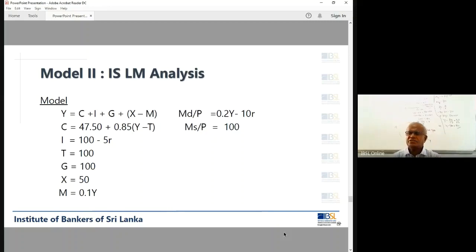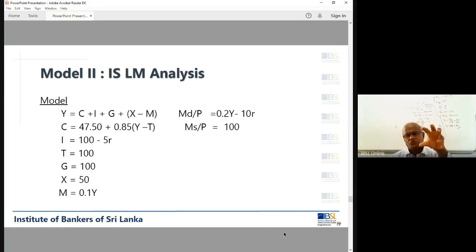These are typical questions. If you see the past papers, every past paper after we introduced the IS-LM model to the syllabus in 2014 or 2015 has had questions from the IS-LM model. So please understand, work out these questions, and try one or two past paper questions, right? Then you can understand.